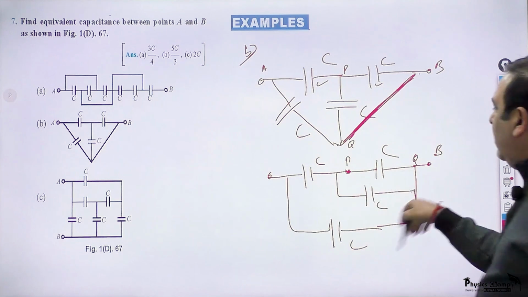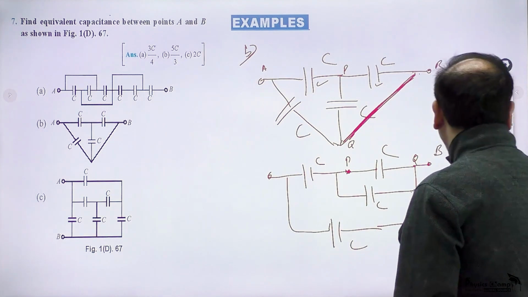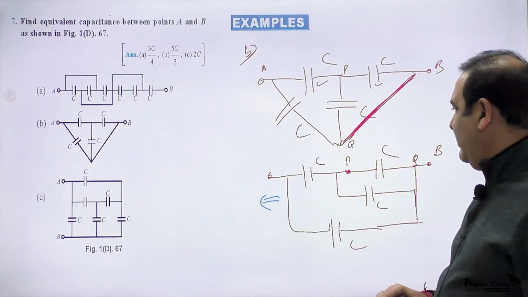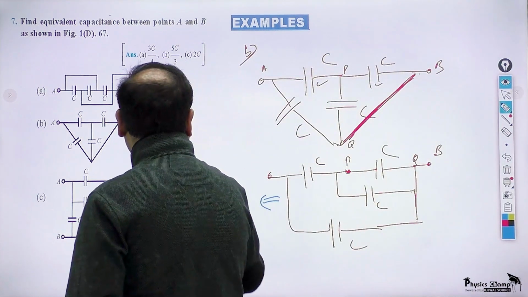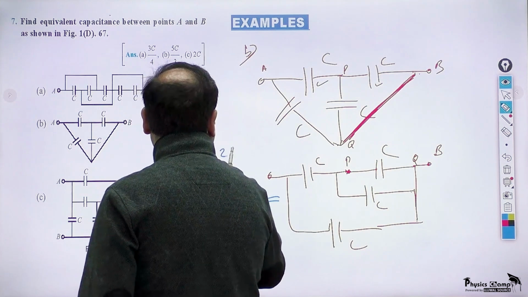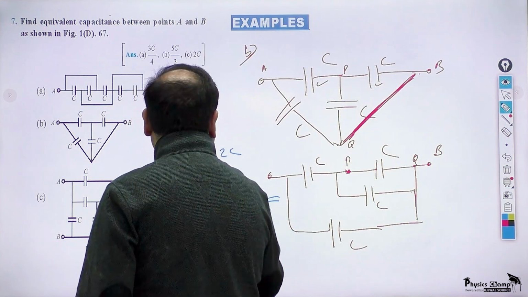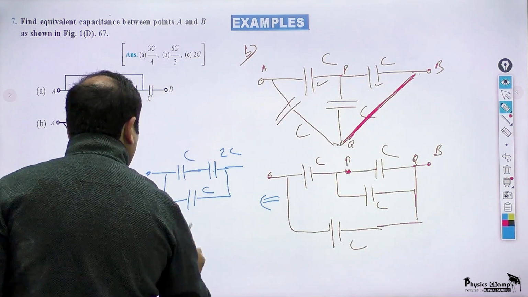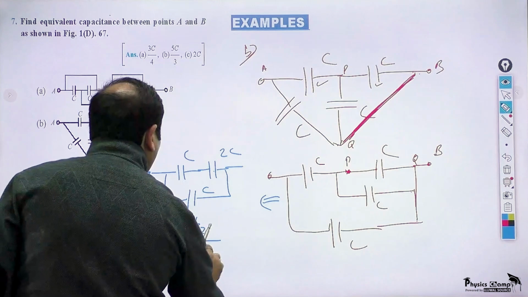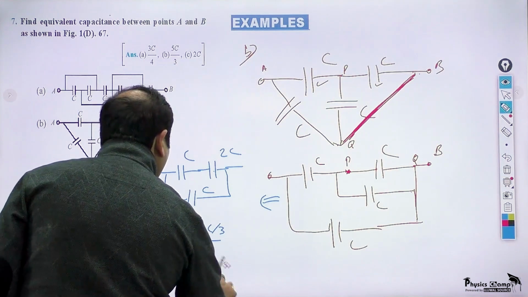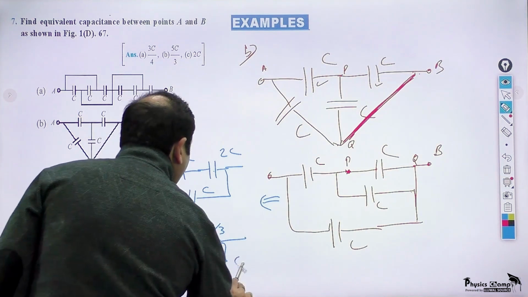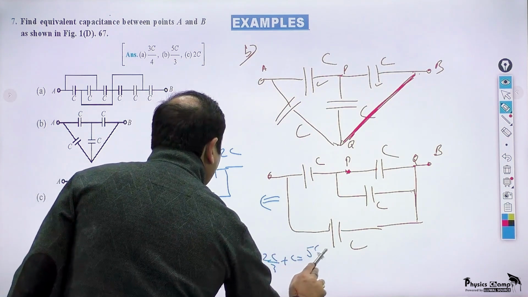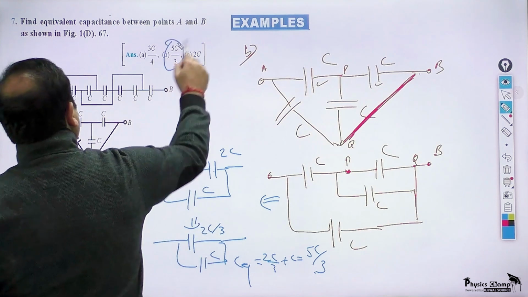Now if you look at all this, what we can find is this C and C are in parallel. So I can further simplify it to C and 2C, and here it is C. The equivalent of them will be 2C by 3. So this is 2C by 3 and here it is C. So the C equivalent comes out to be 2C by 3 plus C, that is 5C by 3, and that is our second answer.